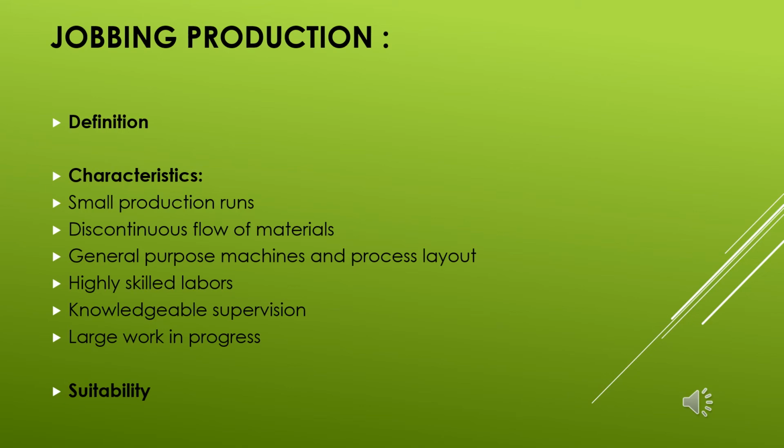Most importantly, job production is basically suitable for kinds of work such as shipbuilding, car construction, dam construction, building of bridges, book printing, and any kind of cloth manufacturing. These are the special kinds of work that are done under job production.